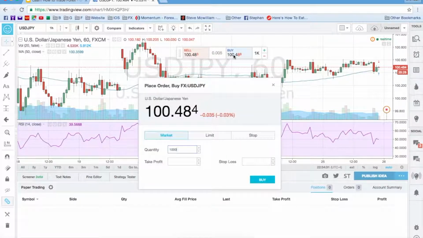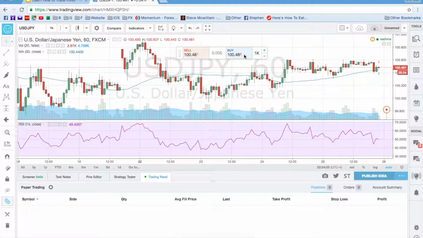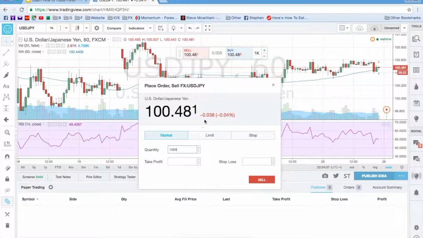So again, going ahead to buy, you will pay the ask price, and if we were to sell, you would sell and receive the bid price.